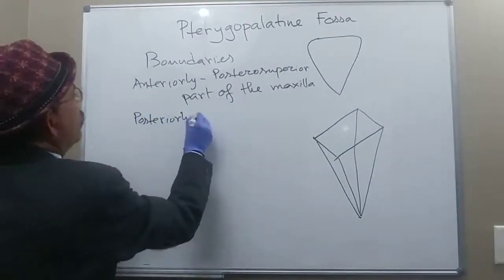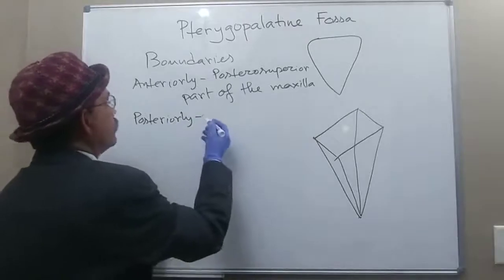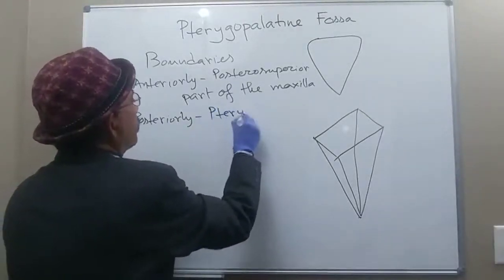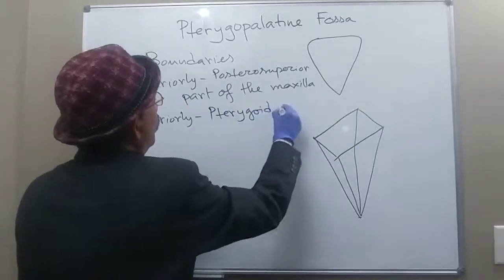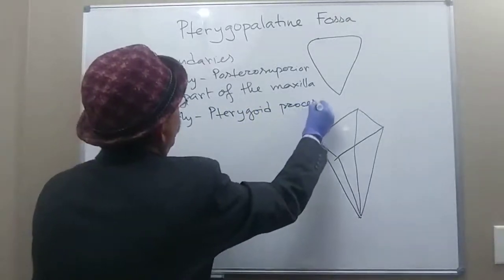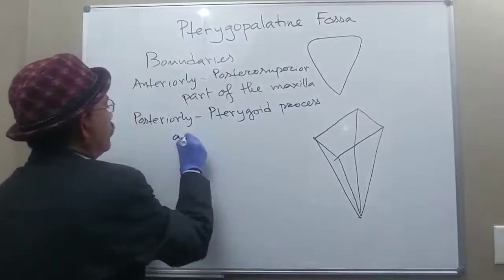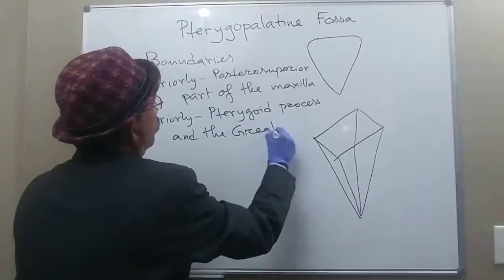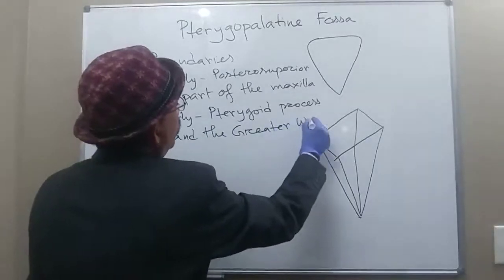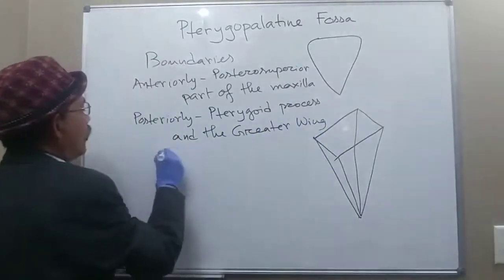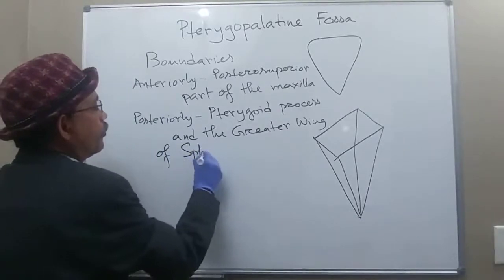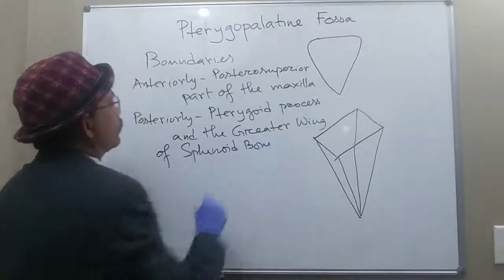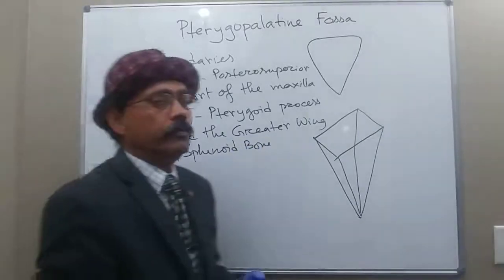Posteriorly it is bounded by the pterygoid process and the greater wing of the sphenoid bone. We got that posterior boundary.